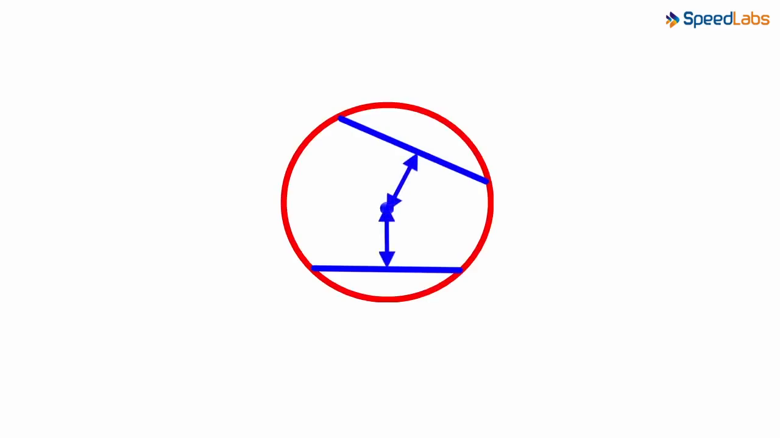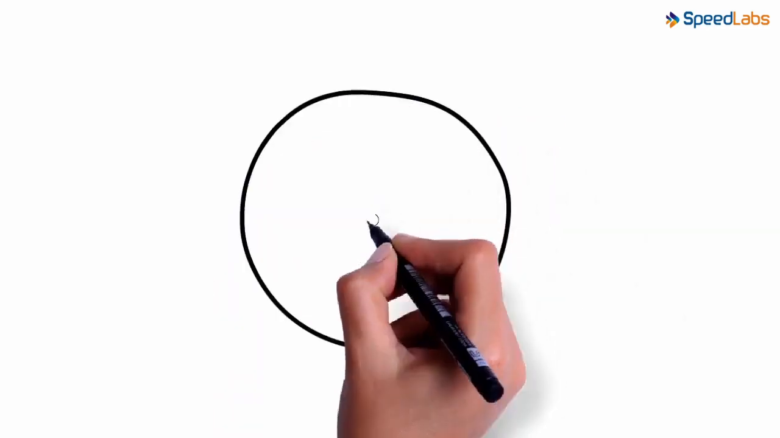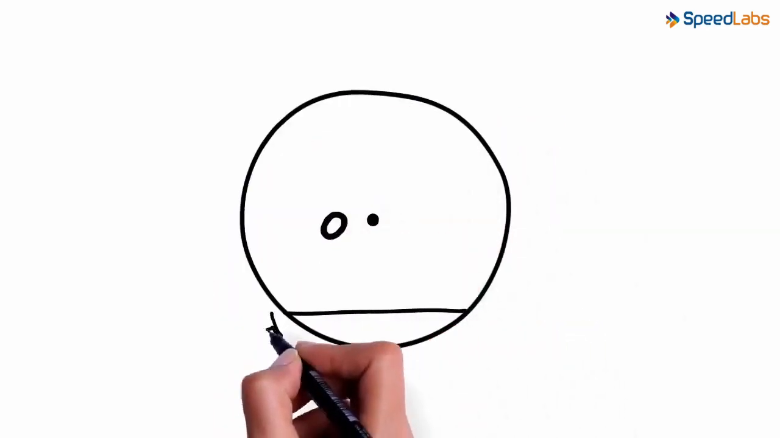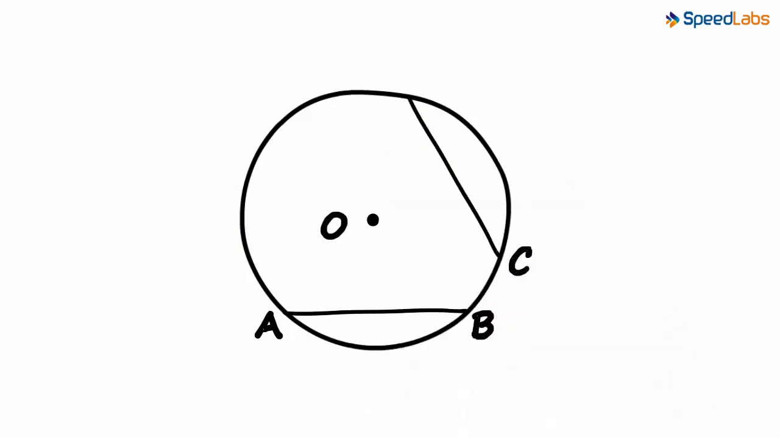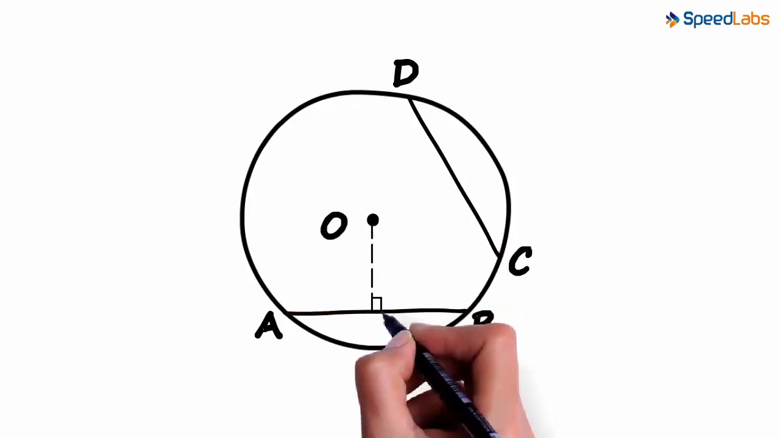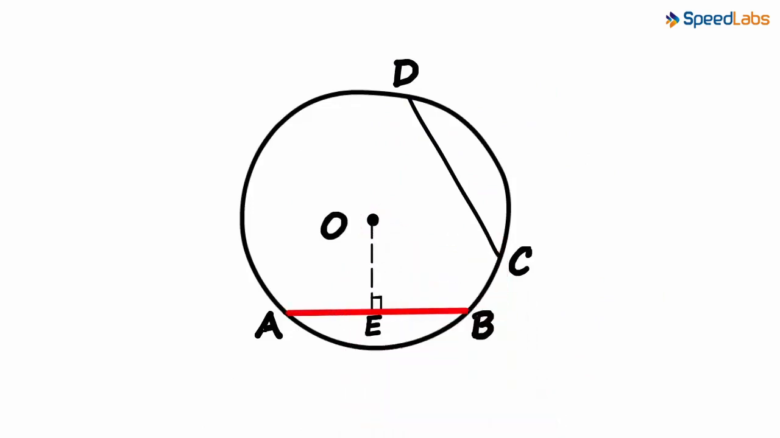Now we will talk about the distance of two chords from the center of a circle. Let me draw a circle with center O and two chords AB and CD. To find the distance of chord AB from the center, we draw a perpendicular from the center onto chord AB. The length of segment OE will be the distance of chord AB from the center of the circle.